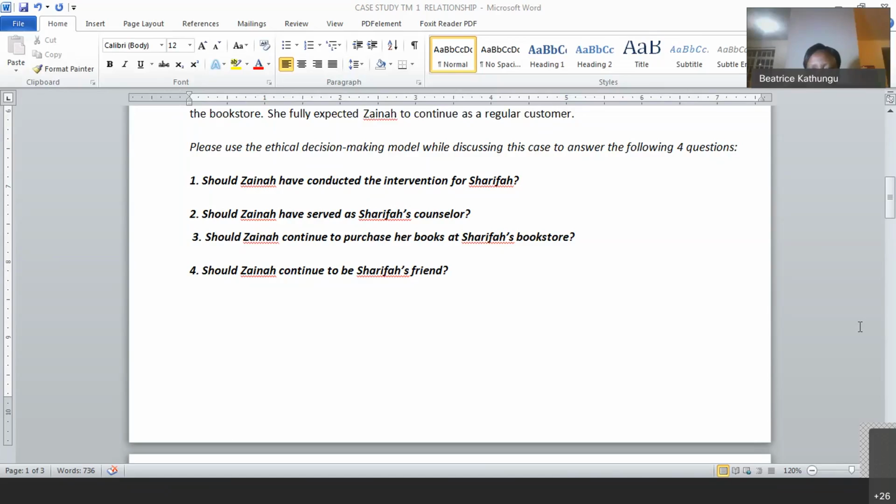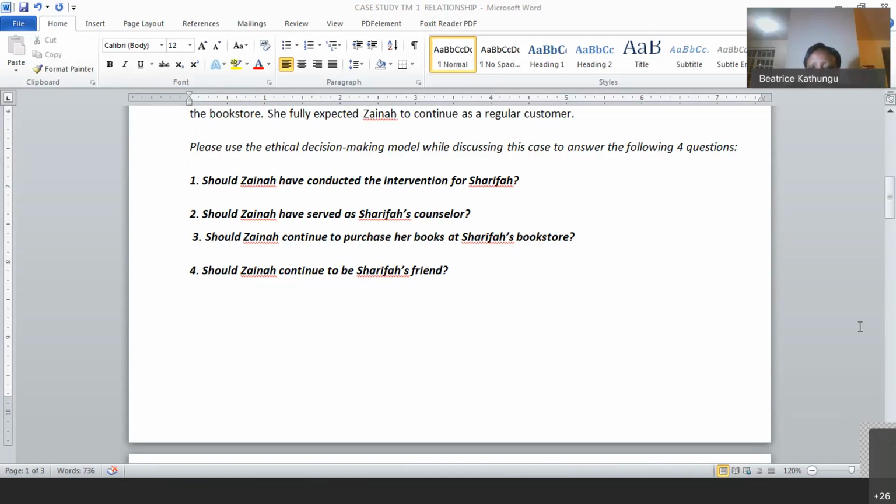So you want to find out, is there another alternative? Maybe Zaina is the only game in town, so there's nobody else to refer the client to, maybe. And Michael is saying, is there the risk of exploitation? And he thinks if there is no risk or low risk, then it is okay for Zaina to go ahead.